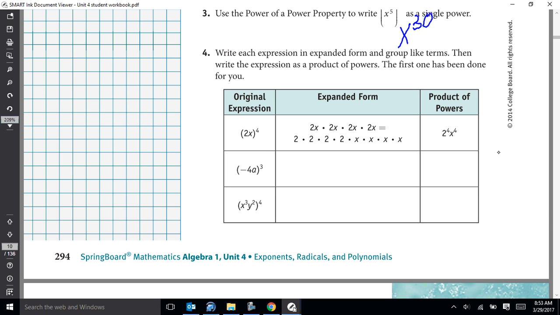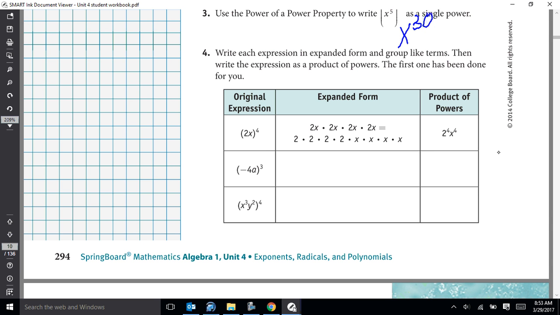All right, so they've grouped all of the coefficients together and all of the x's together, so grouped being like terms. So we have 2 how many times? 2 to the 4th power times x to the 4th power. Now can we simplify 2 to the 4th if we were going to go one step further? What would be 2 to the 4th? What's 2 times 2 times 2 times 2? So this can also be written 16 times x to the 4th.